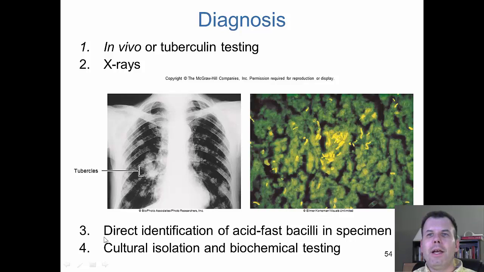Okay, and then direct identification of the sputum and biochemical testing are always done once they determine you have tubercles, to see if it's an active form or a deactivated form that could result in secondary infection. So that's what they look for as well.